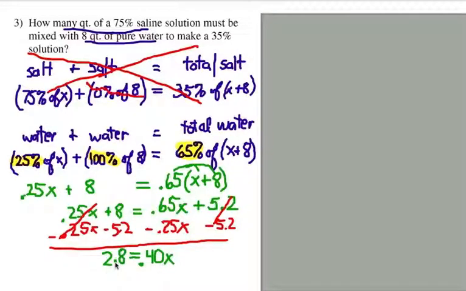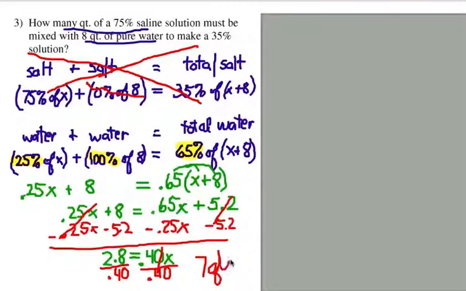So we have 2.8 equals 0.40x, or we could say 0.4x and drop the 0. Of course, our last step is to divide that number out. And so our answer is 2.8 divided by 0.4 or 0.40, and that's going to be 7 quarts.